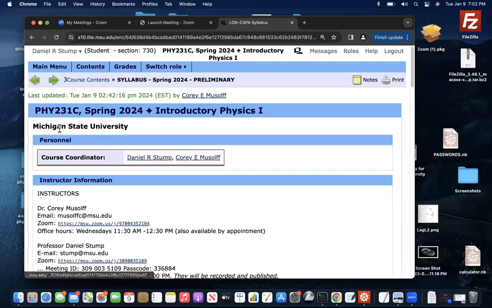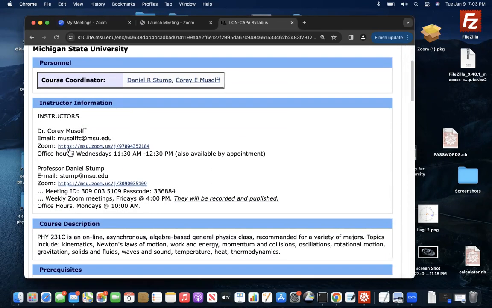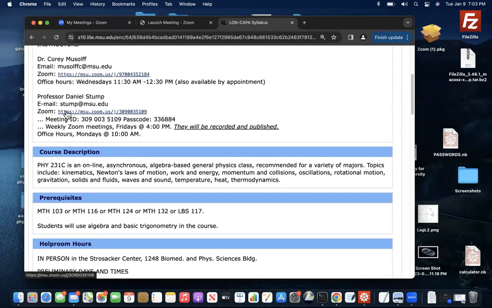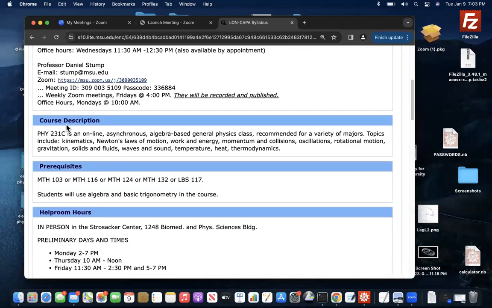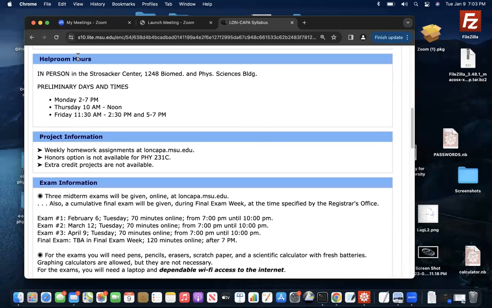So you click on the syllabus, you'll see this. What's in the syllabus? Well, the instructors are Dr. Musov and Professor Stump. Here are some email addresses, office hours, Zoom times, and so on. There's a course description and the prerequisites for the course. There's a list of help room hours. The help room is called the Strosacker Center. That's room 1248, Biomedical and Physical Sciences building.